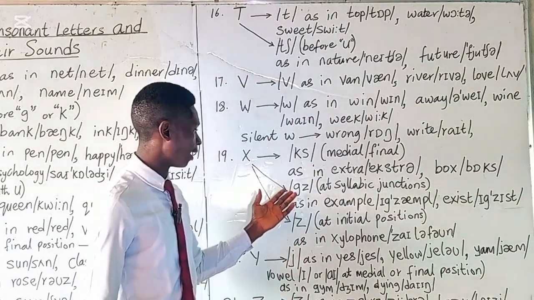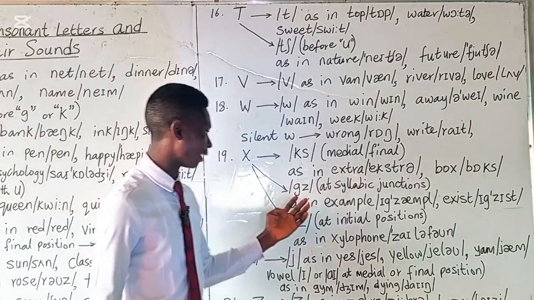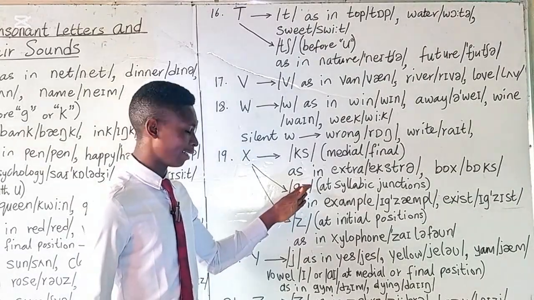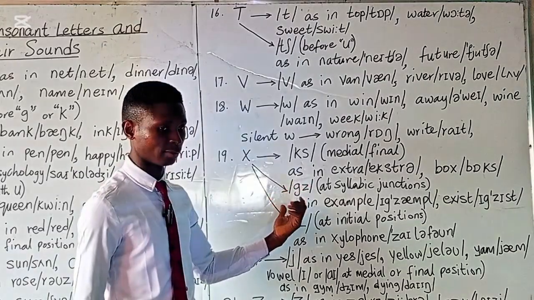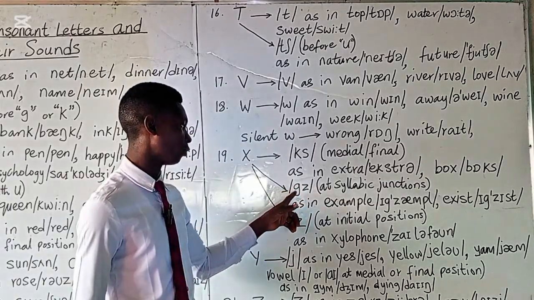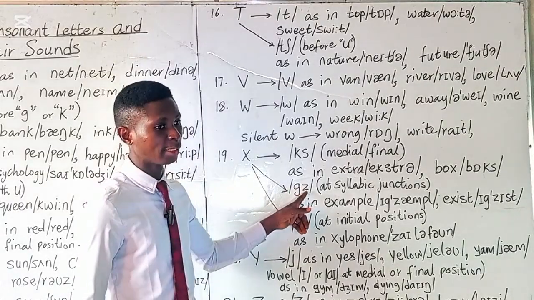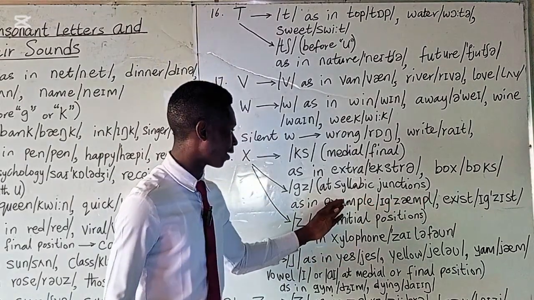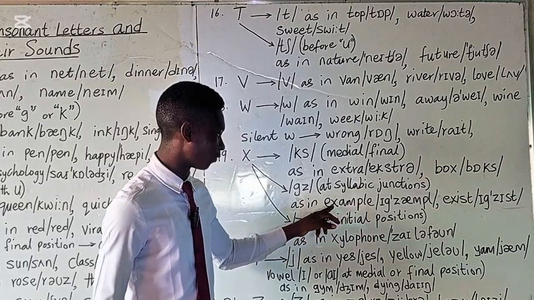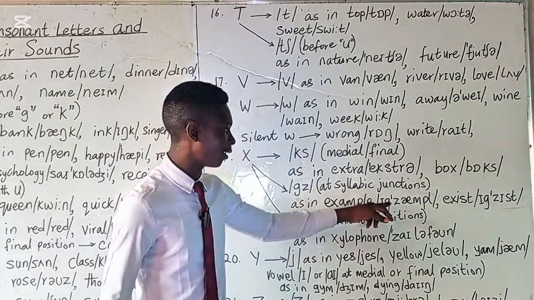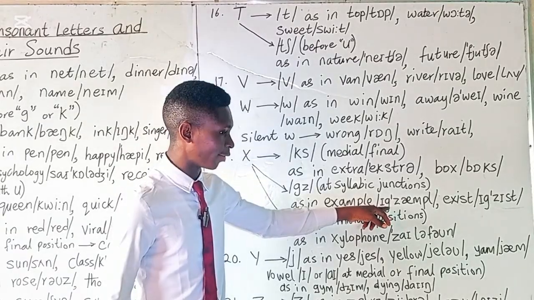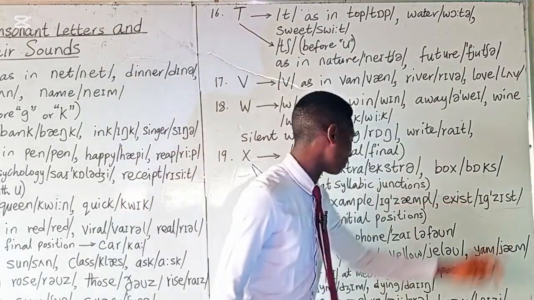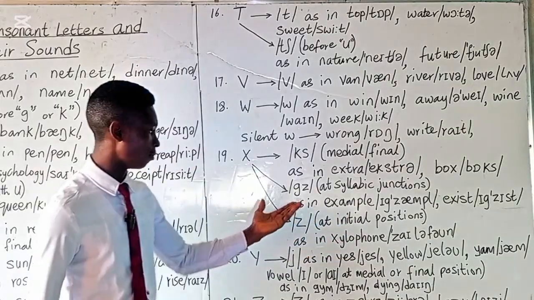We can also realize it at syllabic junctions as gz. That's the g sound and the z sound. These two voiced sounds: this one will end the first syllable, and this one will begin the second syllable. As in words like example, in place of this X, we have both g and z. We have example, we have here exist, and many other words in this manner.